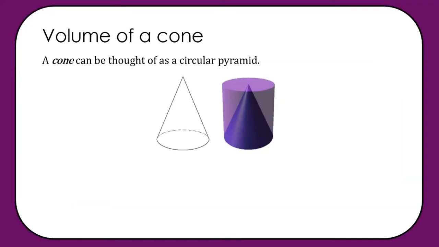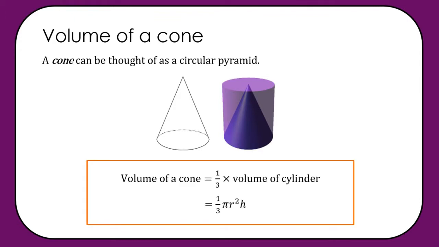Cones. A cone can be thought of as a circular pyramid. In the same way that a cylinder is not technically a prism but behaves in all the same ways, a cone is not technically a pyramid, but again, it behaves in all the same ways. So the volume of a cone is going to be 1/3 times the volume of the corresponding cylinder. That is 1/3 times pi times r squared times h.